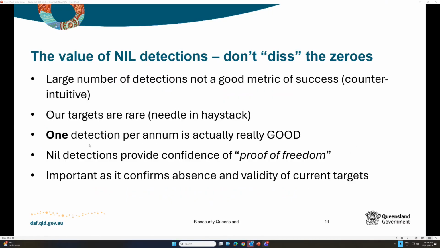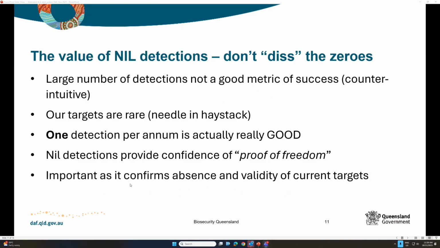And that's probably all you're going to get. You're not going to get dozens. They're just not out there. So the important point I want to make is that nil detections provide confidence of what we call proof of freedom, that an area is free of a particular target. And that's really important in terms of confirming absence and also the validity of the current targets.